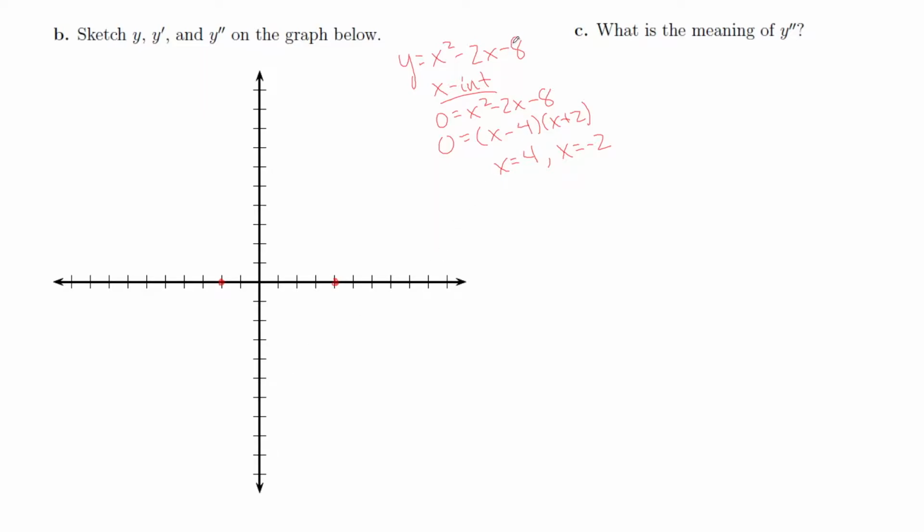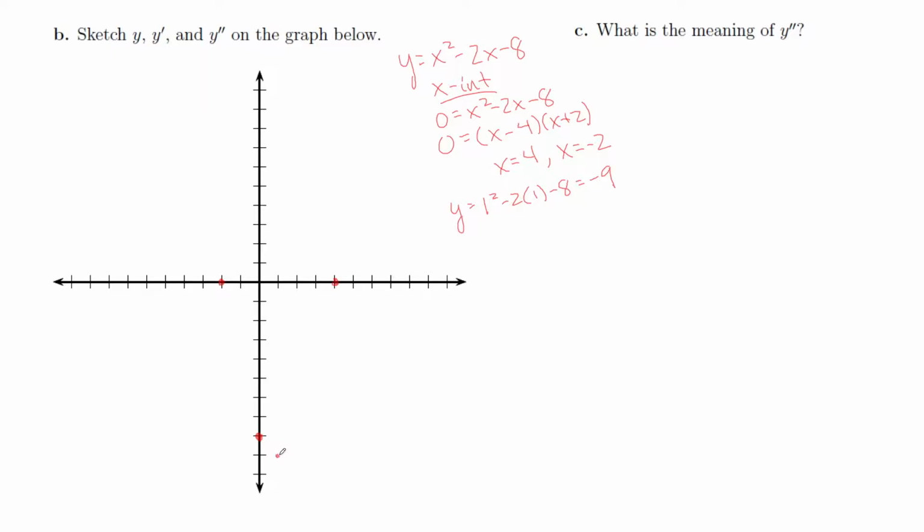And I can also see that my y-intercept is negative 8, so that's going to be, let's see here, 1, 2, 3, 4, 5, 6, 7, 8. Right, the vertex is going to be at 1, and so I think it's worth me plugging in x equals 1 to see where that's at. And so 1 minus 2 is negative 1, so that's negative 9.